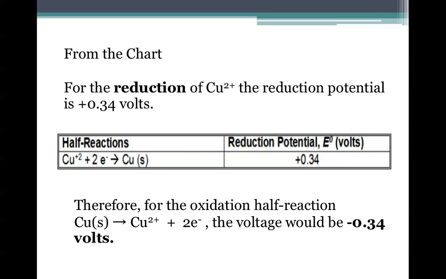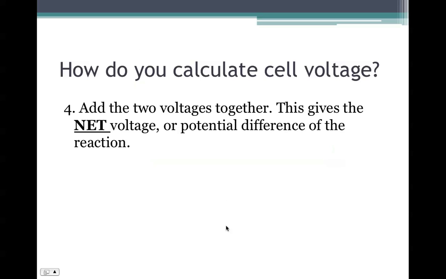So for the reduction of Cu+2, which would be the reverse of this reaction where Cu solid is forming an ion plus the 2 electrons, we have to flip this sign. So for this reaction you see on your screen, the voltage would be negative 0.34 because this is the oxidation of that reaction. And then we're going to simply add the 2 voltages together.